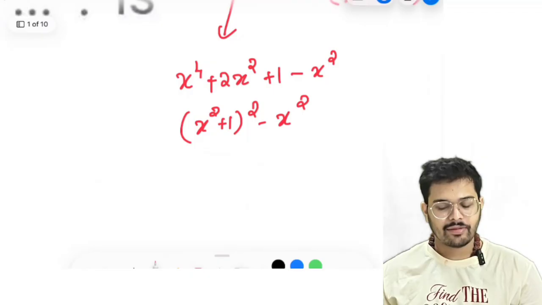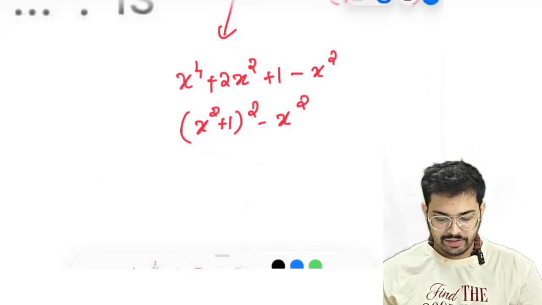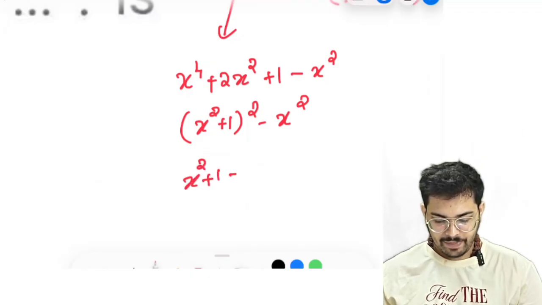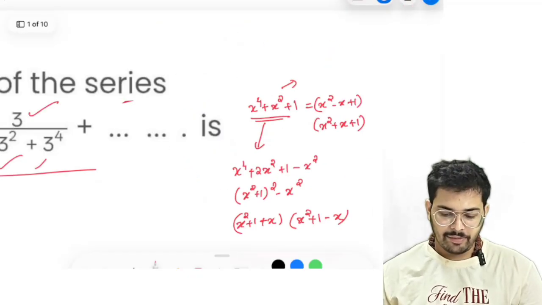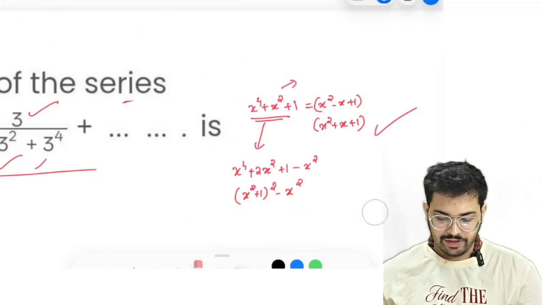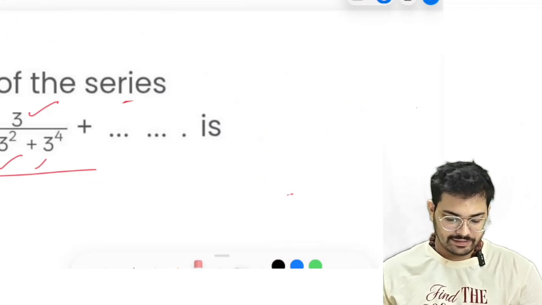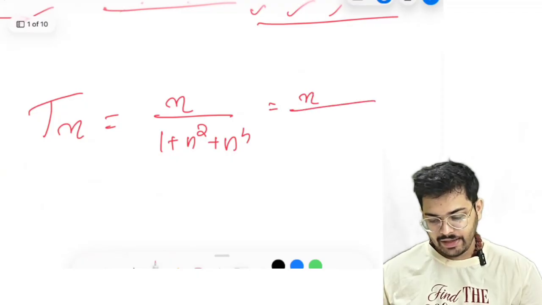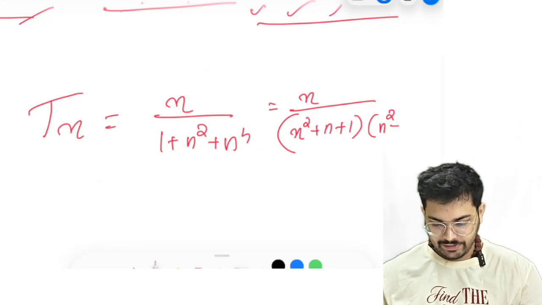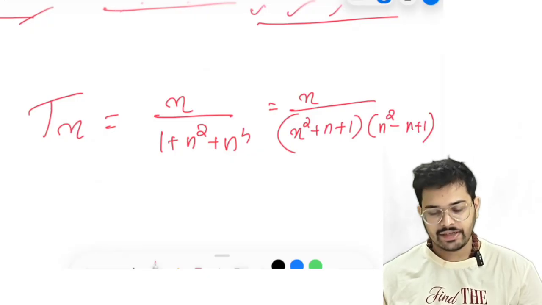Now we can apply the a square minus b square identity. So this will become a plus b into a minus b. That's all. But it is better to remember this so that you can save your time. Now we will be applying this result over here. Therefore, we can write this as n divided by n square plus n plus 1 into n square minus n plus 1. That's the form.